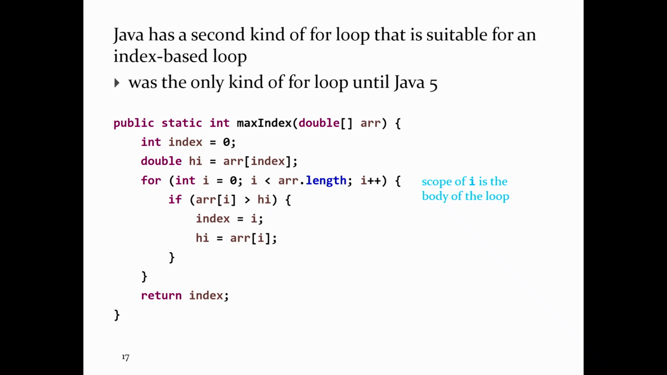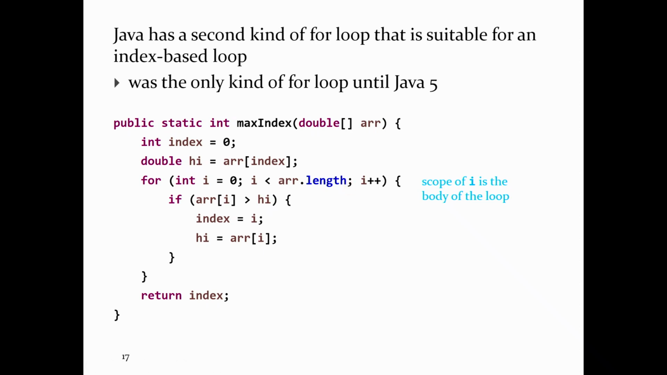Then there's a semicolon. After that, this is the condition that must be true for the loop to run. I want this loop to run as long as the value of i is less than the length of the array. So that's the loop termination condition.